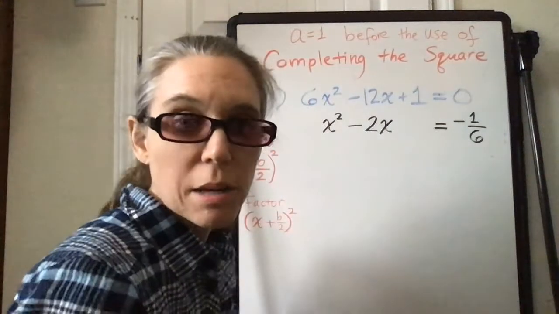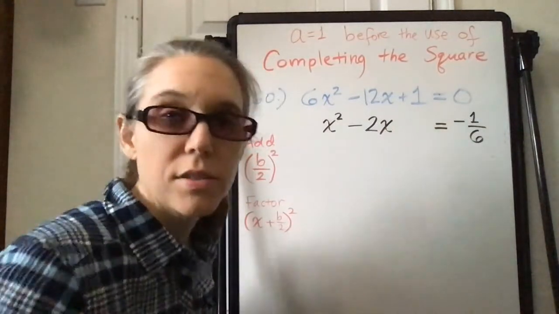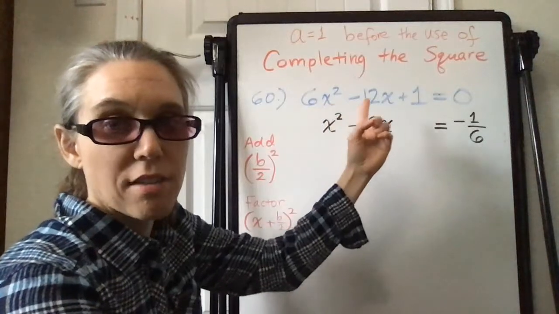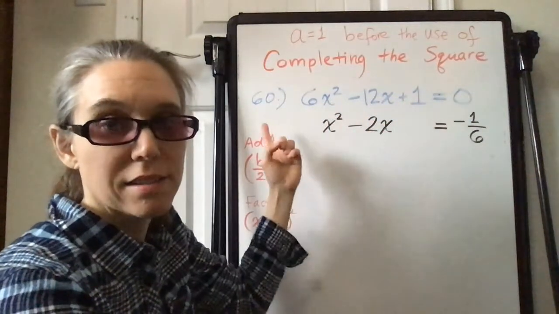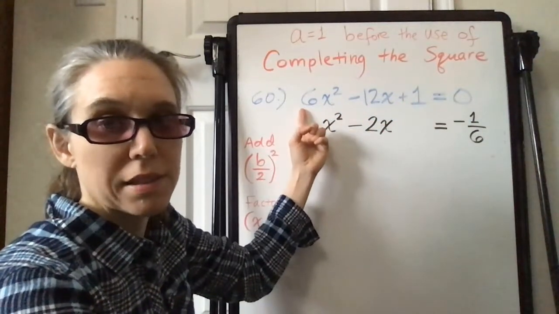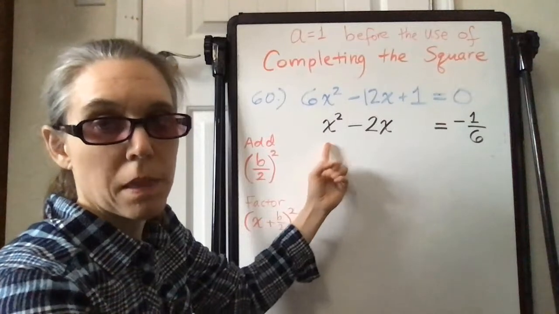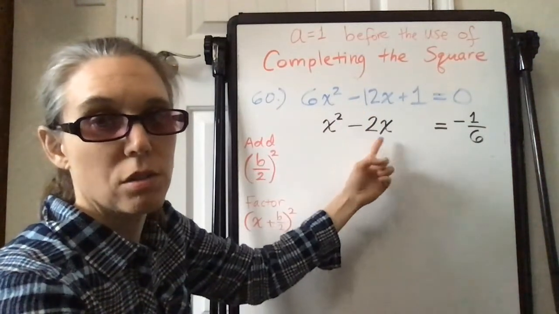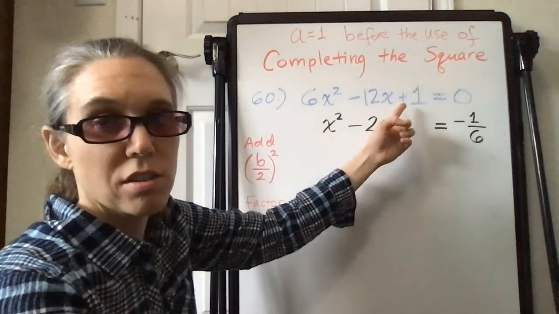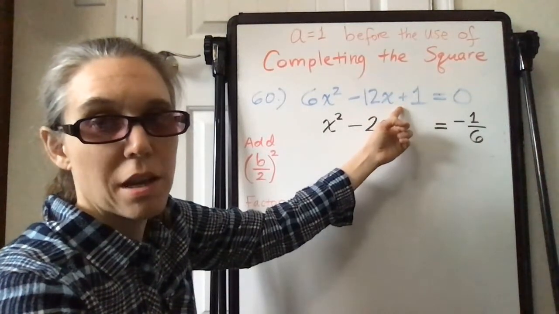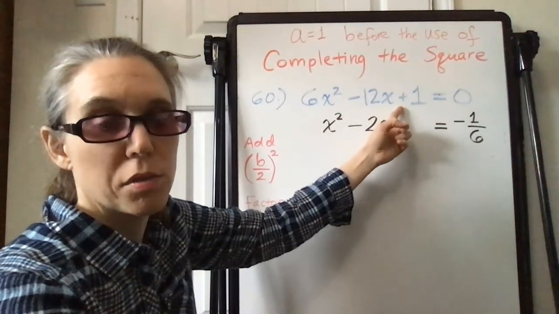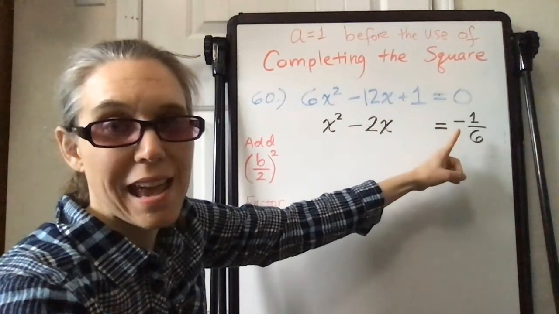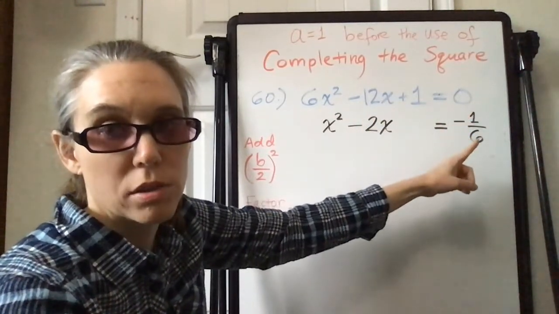So I combined 2 steps there into 1 for the sake of space. But what I have done here is I've divided each and every term individually by 6. So when I divide the first term by 6, I have x squared. When I divide the second term by 6, I have a negative 2x. When you divide the third term by 6, you end up with a plus 1 over 6, which if you move to the right-hand side becomes a negative 1 over 6.